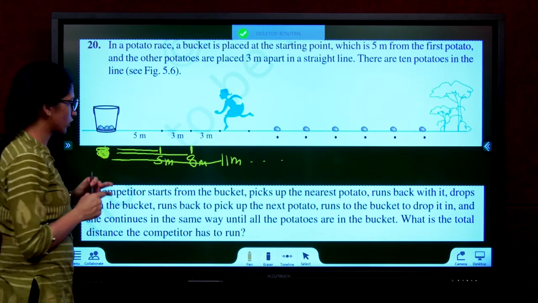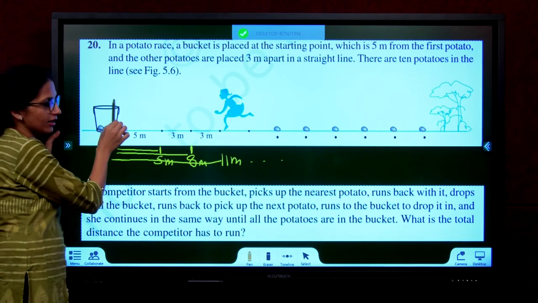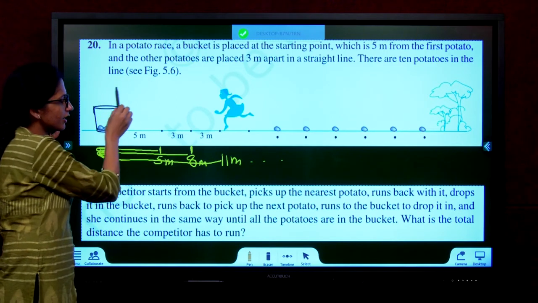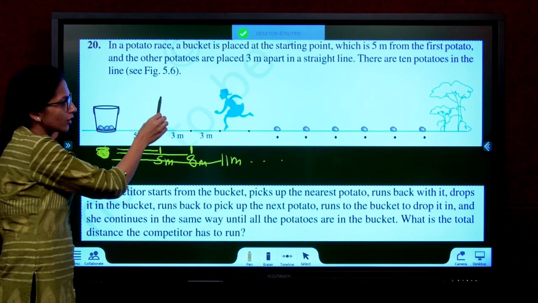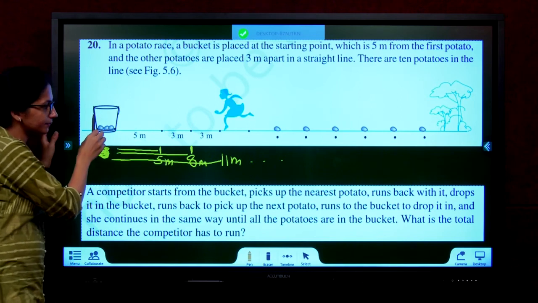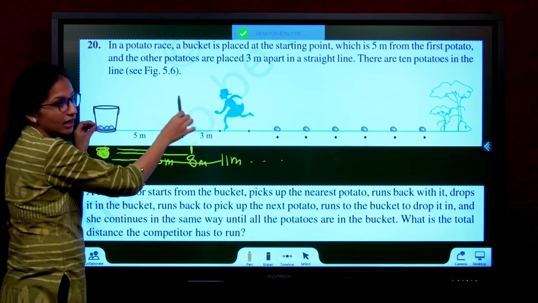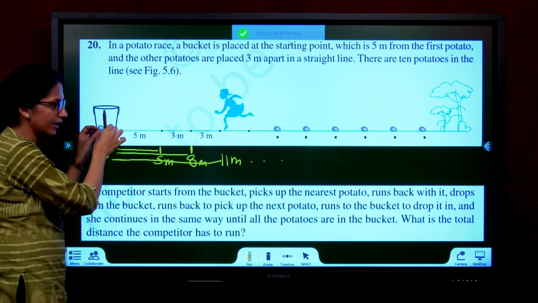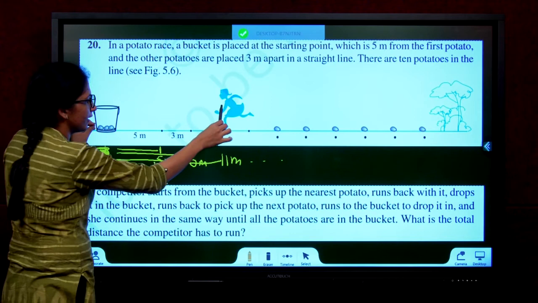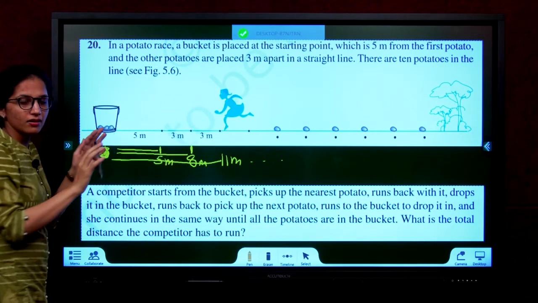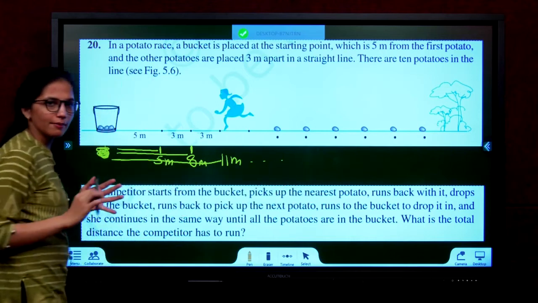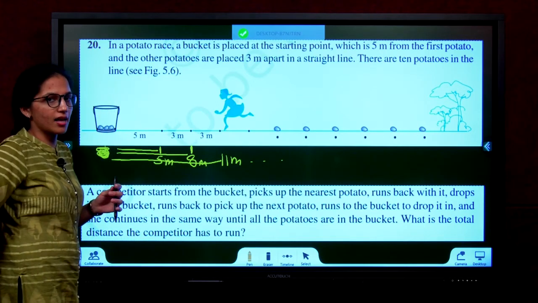Carefully understand this question. Think you are the participant. You are running first 5 meters. You are running back 5 meters. Next, you are running how many meters? 8. Coming back 8. Running 11. Coming back 11. Forget the coming back journey. However much you are running, that much only you are coming back. So we will multiply it into 2 in the last.